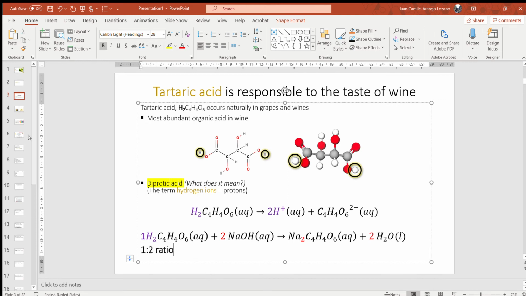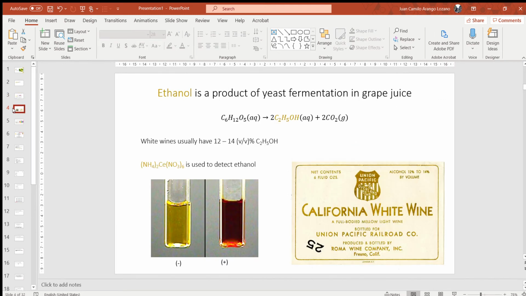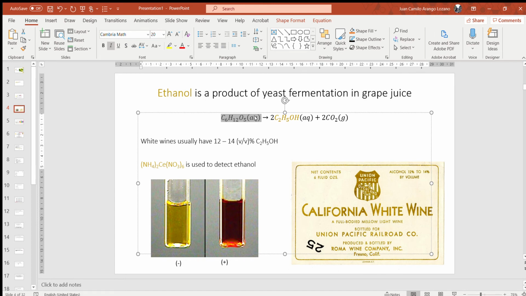Okay, moving forward, for the second goal of this laboratory, ethanol is a product of yeast fermentation in grape juice. Once you perform fermentation in the grape juice, you have a sugar, and once you ferment that sugar, what you get in the end is ethanol, which is an alcohol, plus 2 moles of carbon dioxide. So normally, in order to get alcohol, you need to perform a fermentation. That's one of the steps to produce alcohol, starting from sugar.